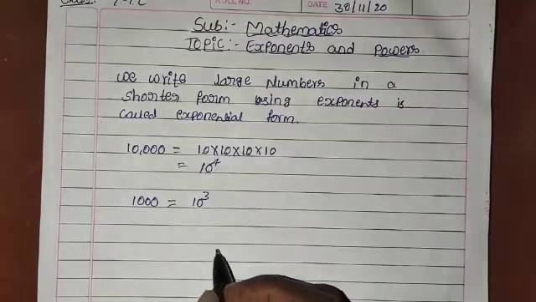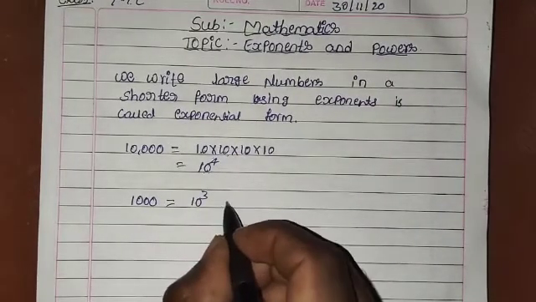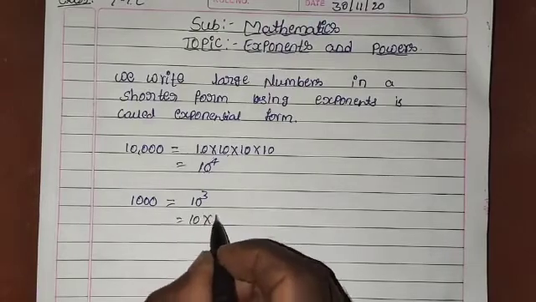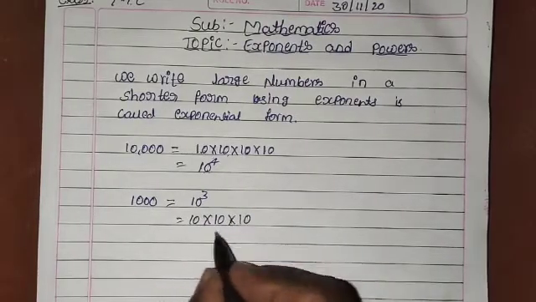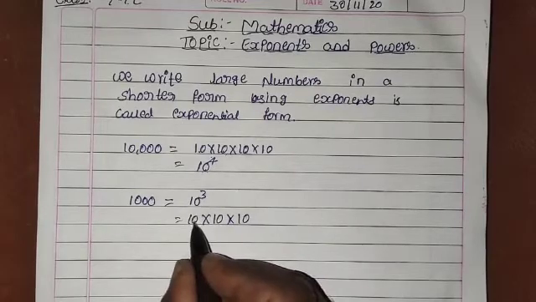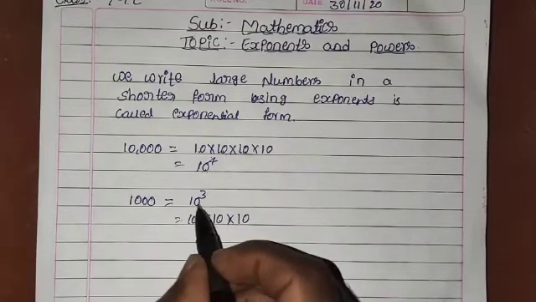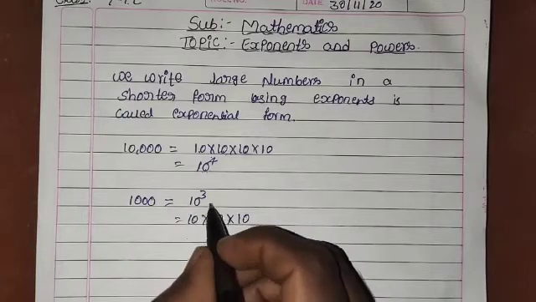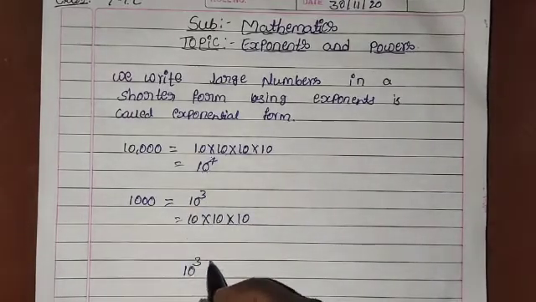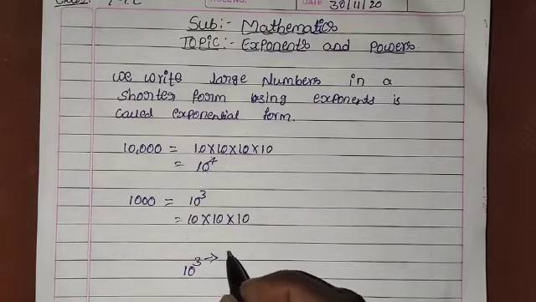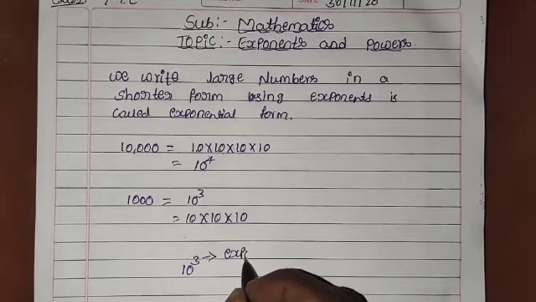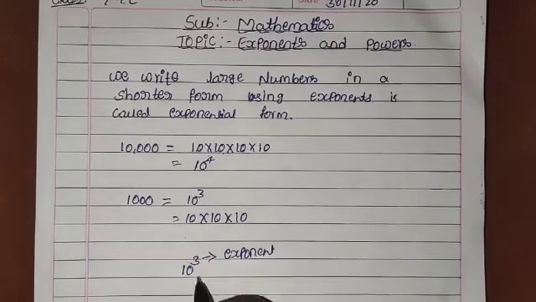10 power 3 means 10 is multiplied 3 times: one time, two times, three times. 10 into 10 into 10. 10 into 10 is 100, and 100 into 10 is 1000. So we can write 1000 as 10 power 3. Here, in 10 power 3, the 3 is called the exponent, and this 10 we call the base.